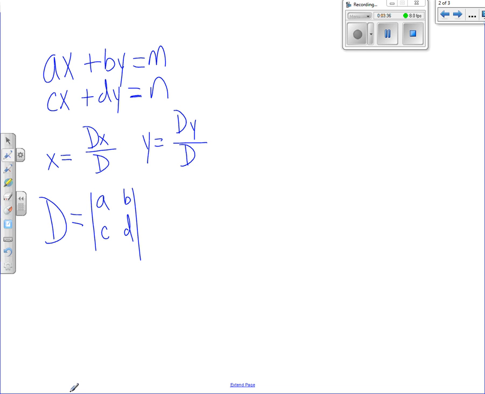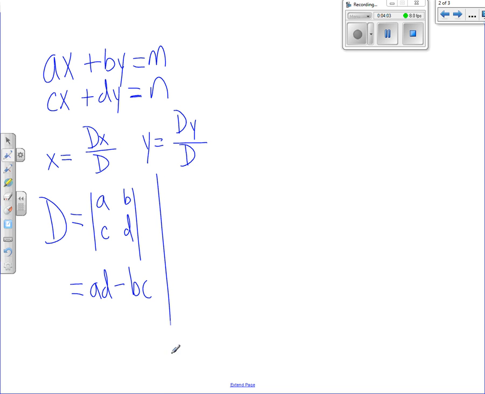All right, now to compute a determinant, because this looks really weird. These look like absolute value bars, but they're not. They're not absolute value bars at all. It's just notation for determinants. We go upper left times lower right, A times D. Then we subtract out the upper right times lower left, B times C. In other words, we take cross products and subtract them.